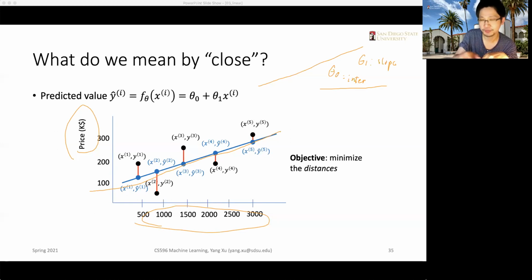So after training the model, we will be given theta 0 and theta 1, which are the model's parameters, which is our information about the housing price markets. Yeah.